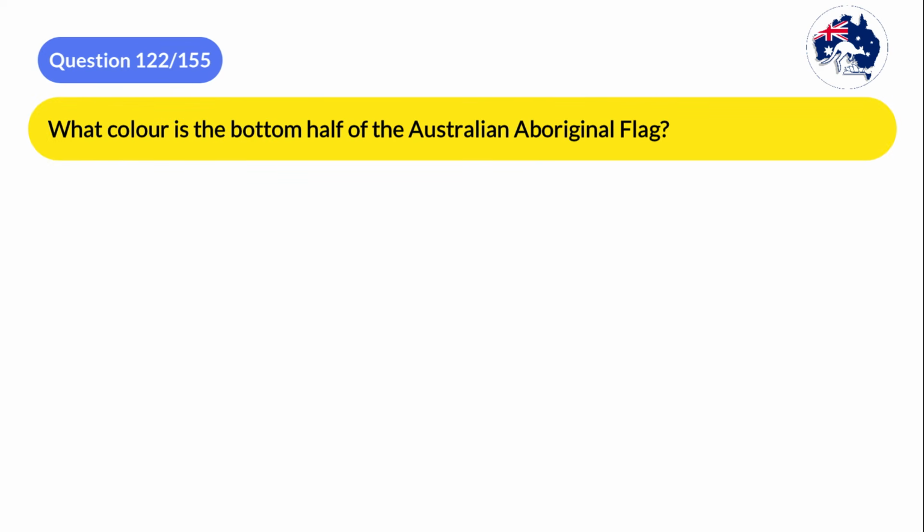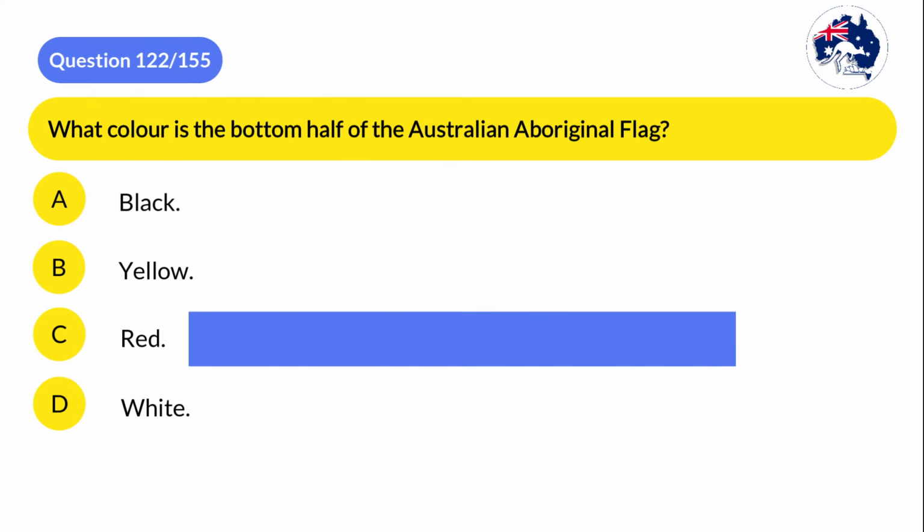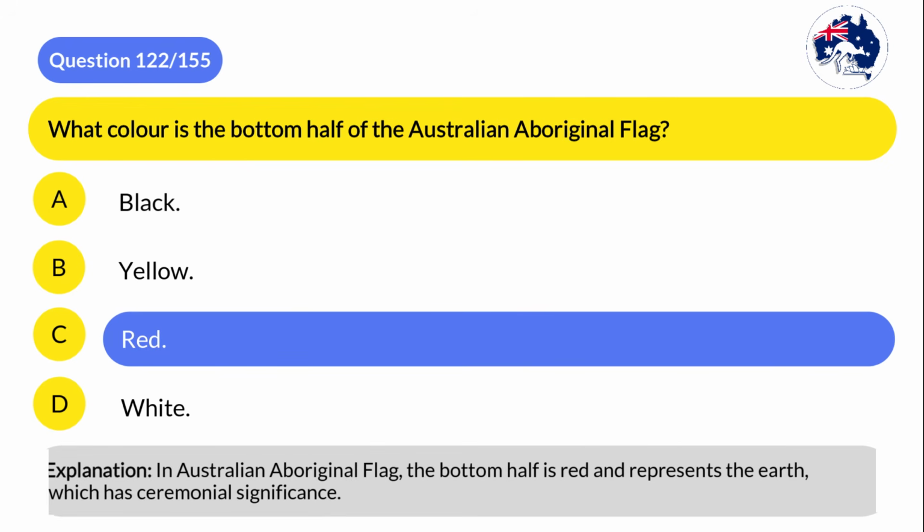Question 122. What color is the bottom half of the Australian Aboriginal flag? A. Black. B. Yellow. C. Red. D. White. The correct answer is C. Red. Explanation: in the Australian Aboriginal flag, the bottom half is red and represents the earth, which has ceremonial significance.